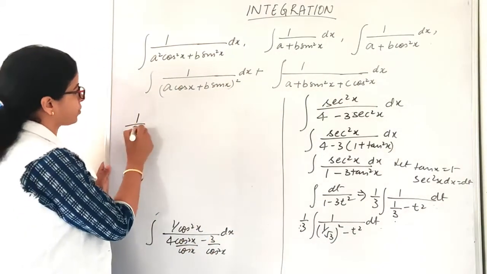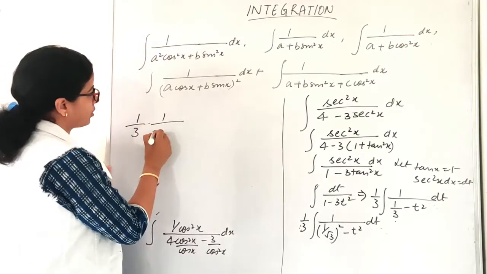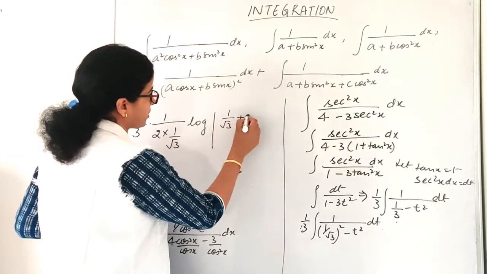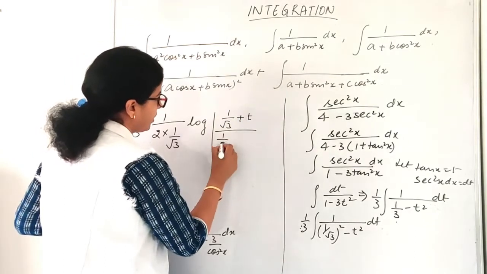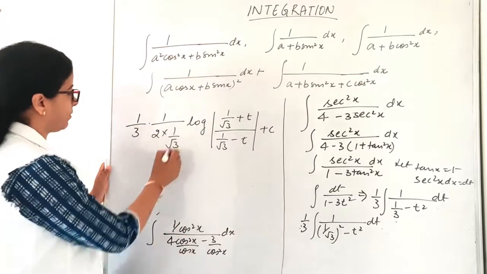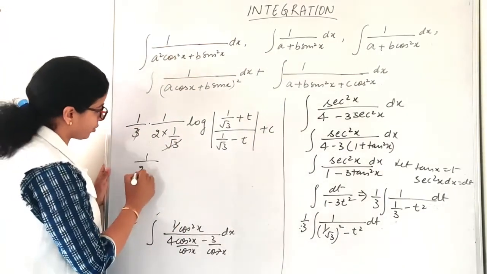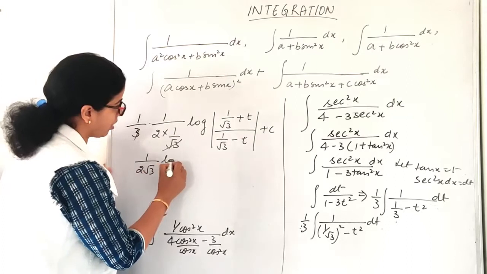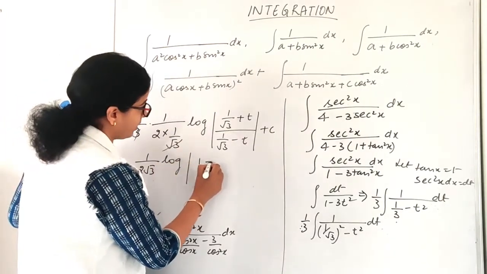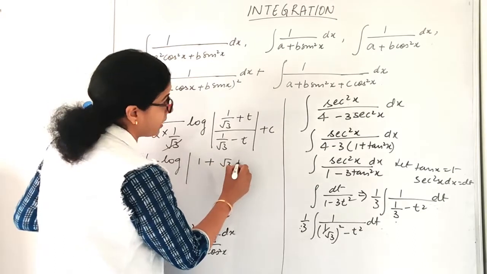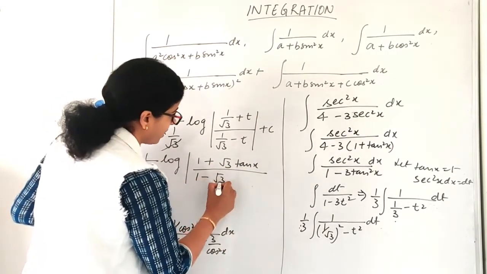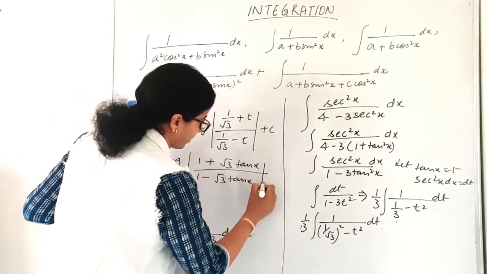So 1 by 3, 1 upon 2a log (1 by root 3 plus t) upon (1 by root 3 minus t) plus c. We can cancel this out. So we will get 1 upon 2 root 3 log. Substitute the value of t. So it will become (1 plus root 3 tan x) upon (1 minus root 3 tan x) plus c.